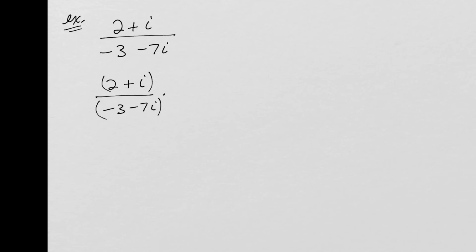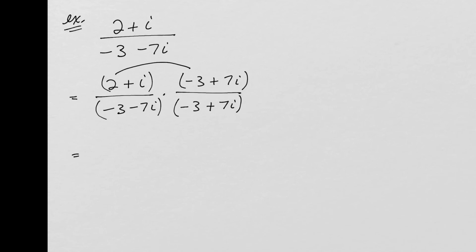Well, what's the complex conjugate of the denominator? Well, the real part stays the same, so it's negative 3. I just have to change the sign of the imaginary part, so it becomes plus 7i. So the numerator will be the same thing, negative 3 plus 7i. Okay, so now I need to FOIL this out, right? So if I do 2 times negative 3, that's going to be negative 6. 2 times 7i, that's going to be plus 14i.